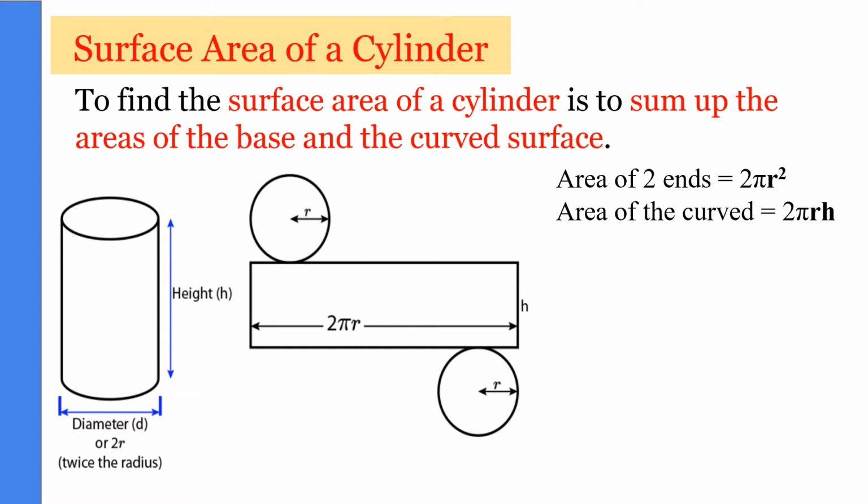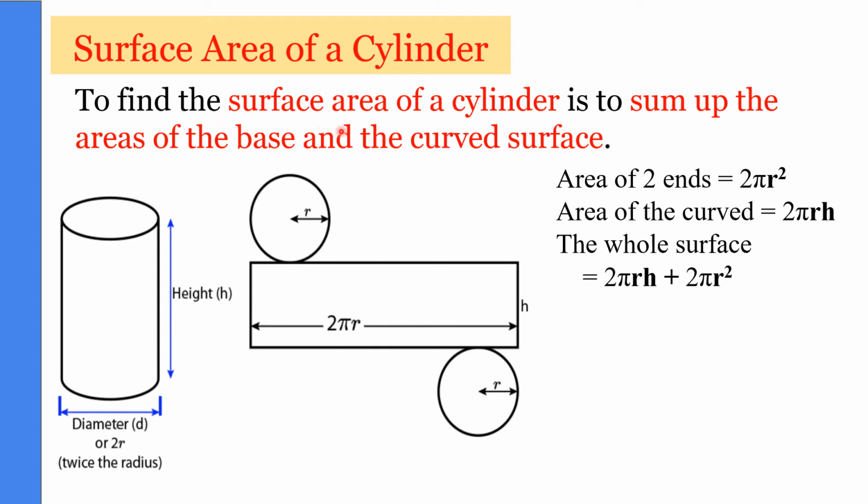Then for the area of the curved surface, as you can see here, 2 pi r is the distance around the circle, which is the perimeter, which is the length of the curved surface or the rectangle, and we have the height. So the area of the curved surface is equal to 2 pi r times h, or 2 pi r h.